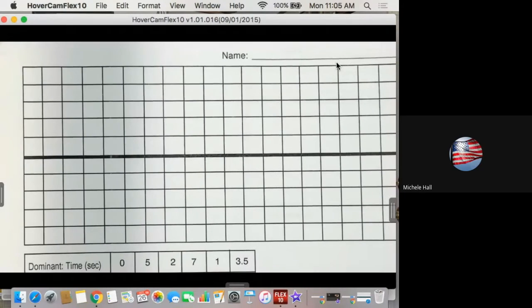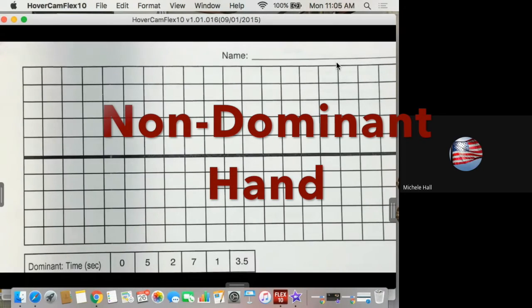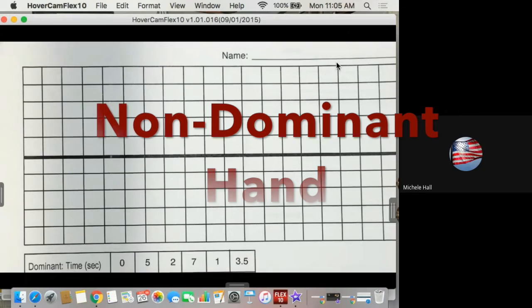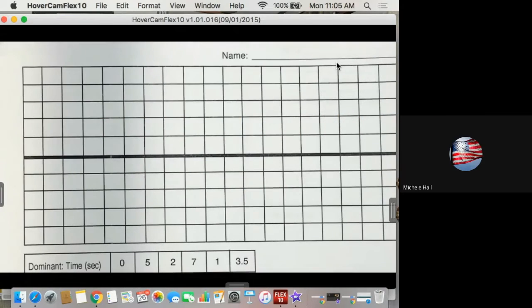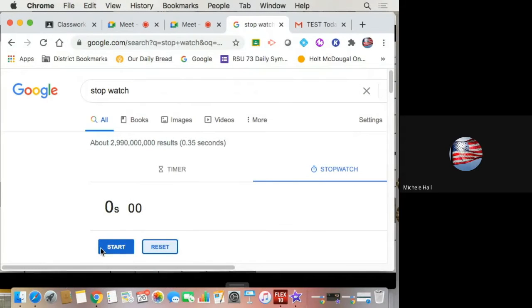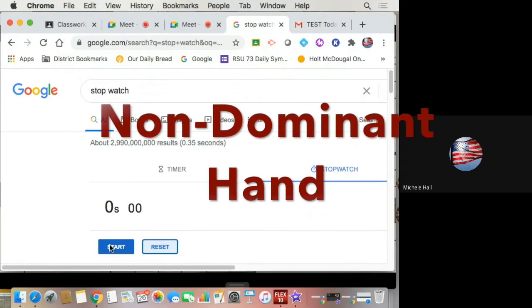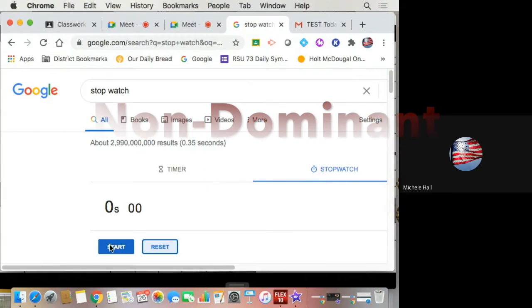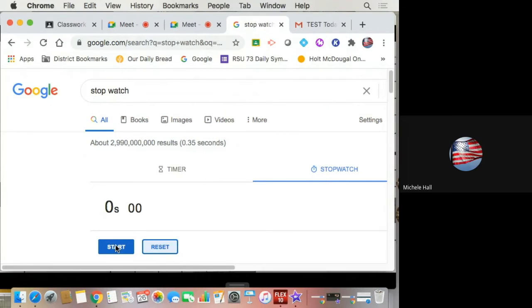Any idea how the next set is going to be done? Okay. A little bit different, though. Your left hand, please, or the opposite hand that you just used. Okay. Get used to the pencil in your hand. Here we go for test 1 of the opposite hand. Ready? On your mark, get set, begin.